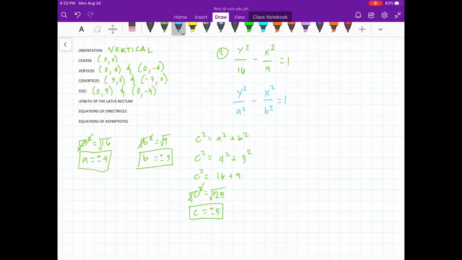To solve for the length of the latus rectum, we need this formula. Substitute the values. We have 2 times b squared, which is 9, over a, which is 4. 9 times 2 is 18 over 4. Lowest term is 9 over 2 or 4.5.